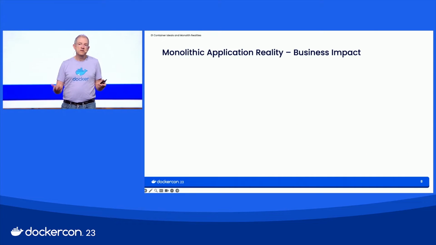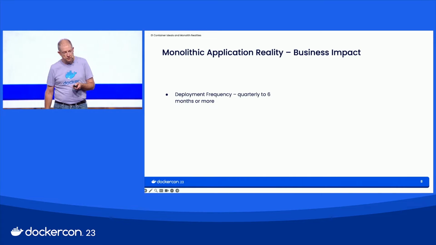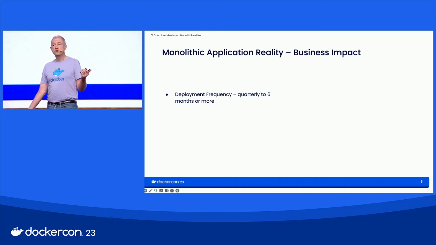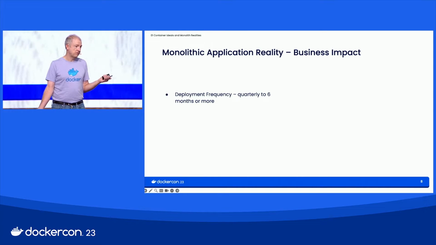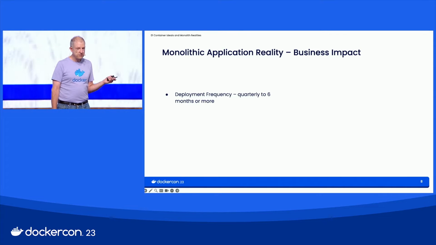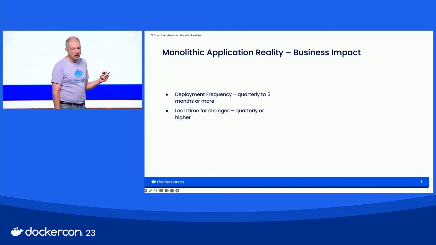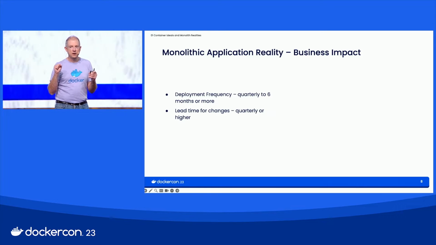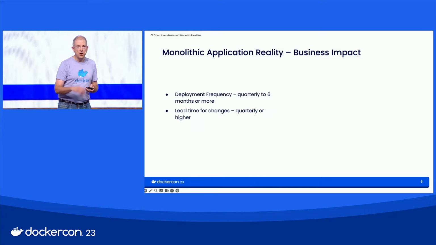So here's the business impact of this application and why we've been told, figure it out. So the deployment frequency. It's at least quarterly to put a new release out. It could be 6 months or more to get a new release out the door. Because of that, the lead time for changes is at least that long. And we're not talking about big changes. Even if you want to move a field around or add some text, that kind of thing, 3-6 months to get that change in, because it all has to go together.